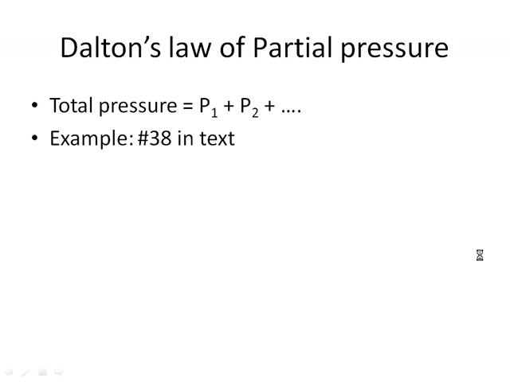So let's go ahead and look at number 38 in your textbook for an example. Number 38 says a gas mixture contains helium, neon, and H2S at partial pressures of 125, 175, and 225 millimeters of mercury respectively. If all of the H2S is removed from the mixture, what will be the partial pressure in millimeters of mercury of neon?